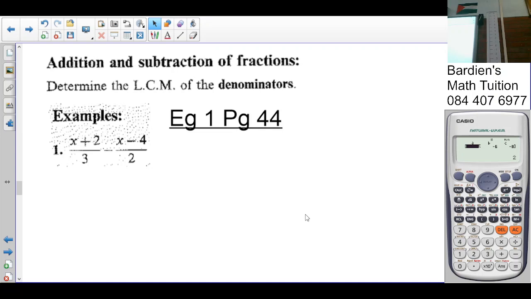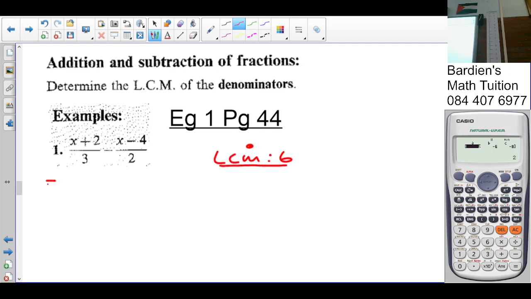Okay. The bell hasn't rung yet. So addition and subtraction of fractions, determine the LCM of the denominators. What's the first thing we need to do? We need to find an LCM. That's the first thing we need to do. So what is my LCM here? 6. LCM is 6.